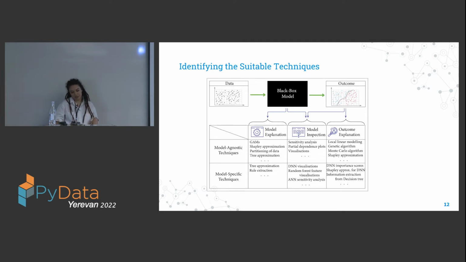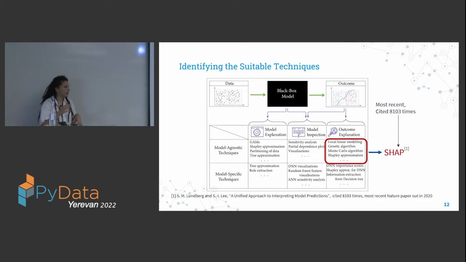Having said this, our focus is on the upper right part of these models, which is outcome explanation techniques. The reason our focus is on this part is that outcome explanation techniques give us coefficients of the same size as the data that we feed to the model, and we can use these coefficients to have a more sophisticated view of this data set.